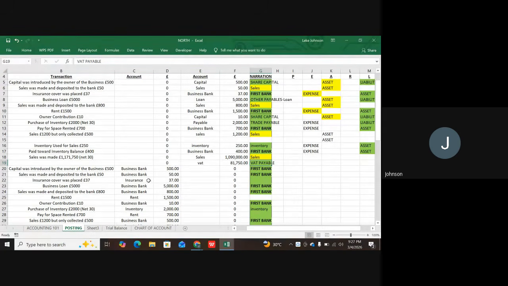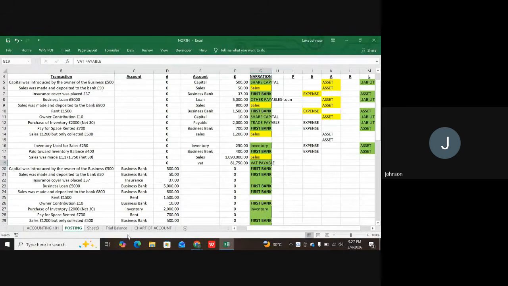So the next thing we have is insurance, right? So insurance now, what is an insurance? And then where are we going to find it? Is it going to be under balance sheet or under profit and loss account? P&L. Profit and loss account.